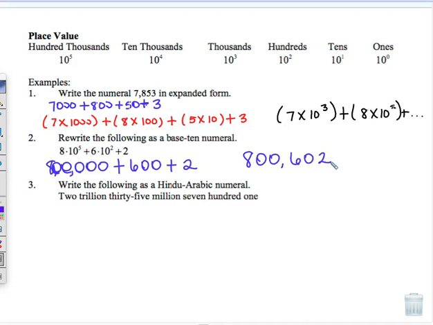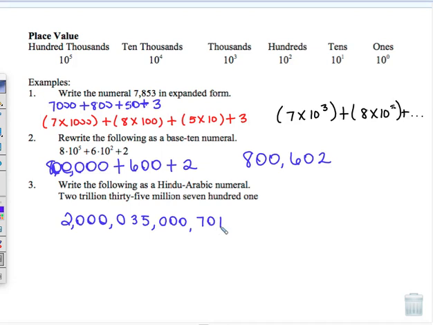All right, on number 3, I'm going to give you it in word form because basically we're going from word to numeral to expanded form. So I'm going to take this word form and I want us to write it as the Hindu Arabic numeral, which is just the base 10 numeral. I have 2,035,701. So I'm going to start off with 2 trillion. Notice I don't have any billions here, so I'll just fill in with zeros there. I have 35 millions, so that's going to be a 035. I don't have any thousands here. And I have 701. And so that is that number as a Hindu Arabic or a base 10 number.